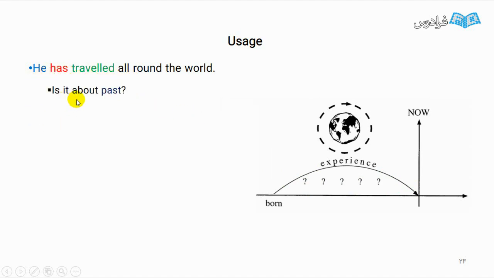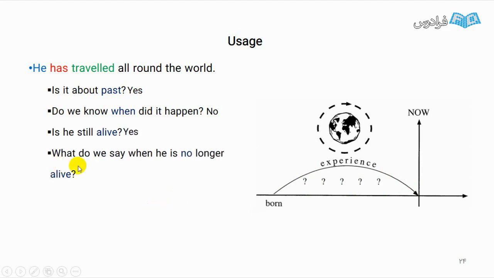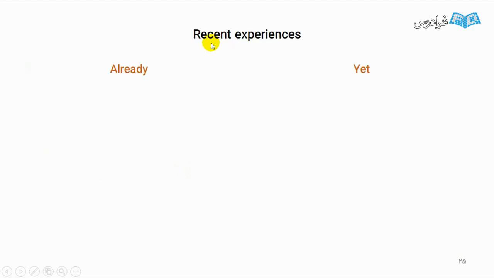Let's check. Is it about the past? Yes. Do we know when it happened? No. Is he still alive? Yes. What do we say when he's no longer alive? He traveled. When we are talking about recent experiences, we have some time expressions that show us we are talking about experiences and we have to use present perfect.